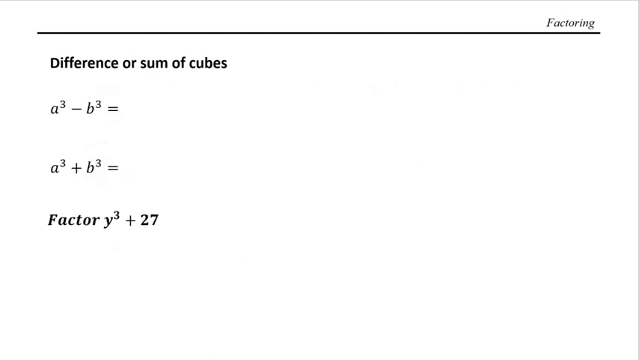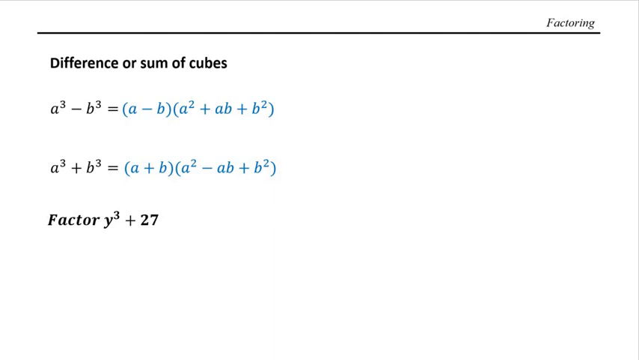Let's talk about the difference or sum of cubes. There is a formula for both the difference and sum of cubes. So if we had a cubed minus b cubed, that would be equal to a minus b times a squared plus ab plus b squared. And with a cubed plus b cubed, that would be equal to a plus b times a squared minus ab plus b squared.